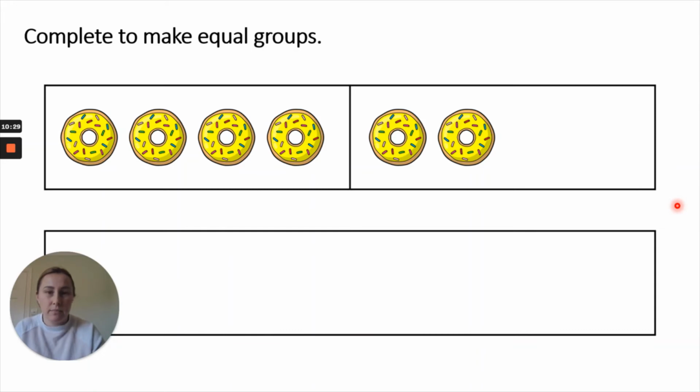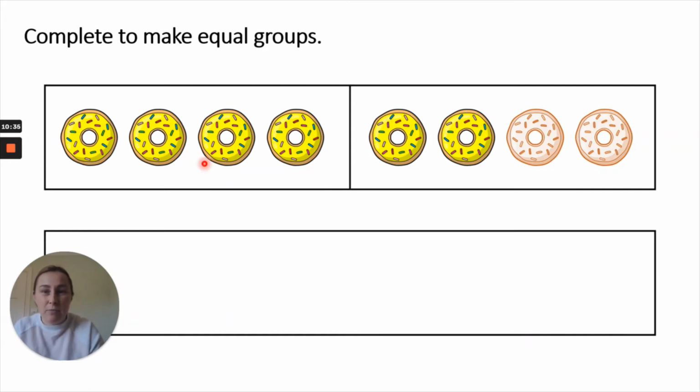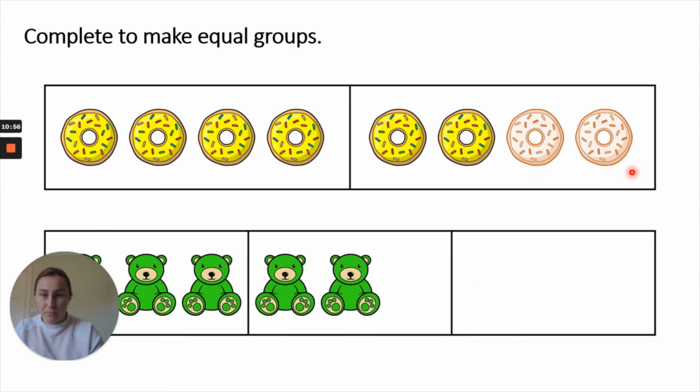Did you get it? Did you get the 2 other donuts that we were missing? How many donuts are in this group that we had already? There were 4 in our first group, but I only had 2 donuts in this group, and it was unequal, and I needed 2 more donuts because 2 and 2 is 4. So I needed 2 more donuts to make my group equal. Right, try the next one.